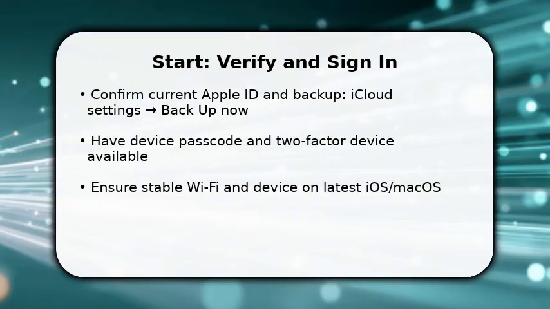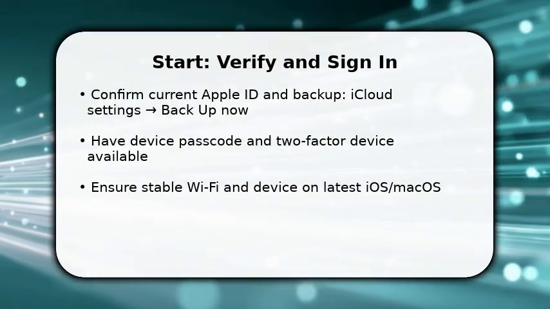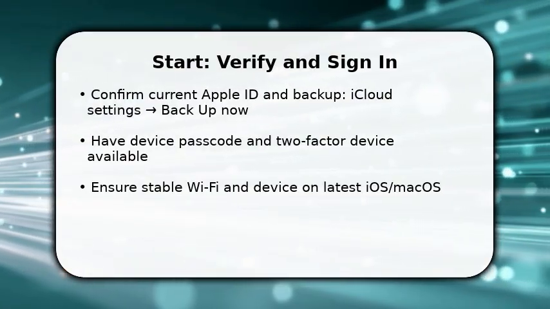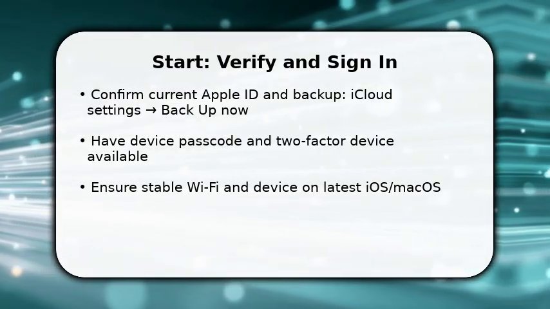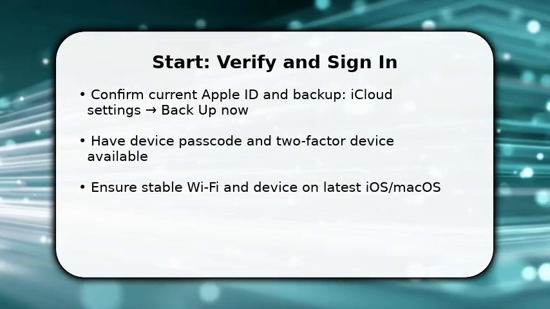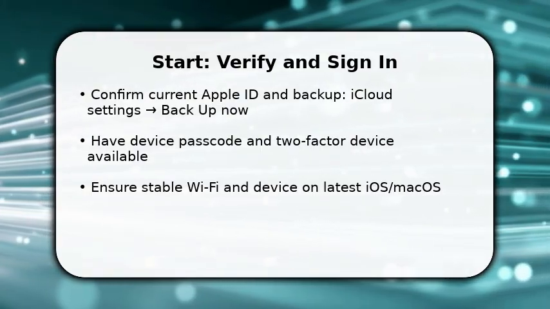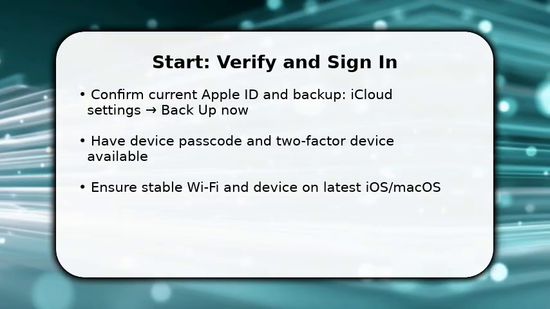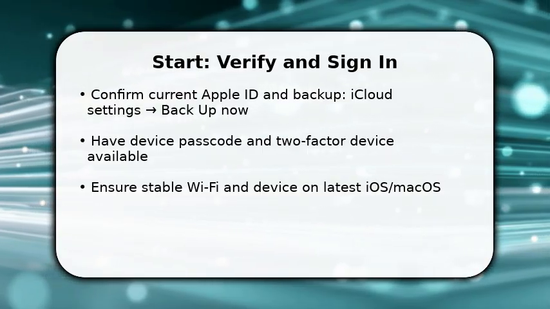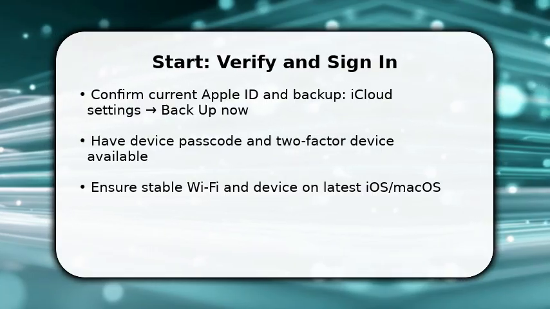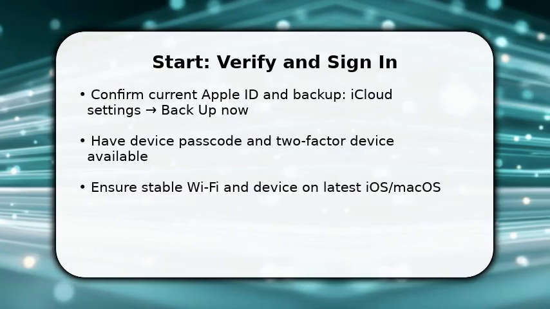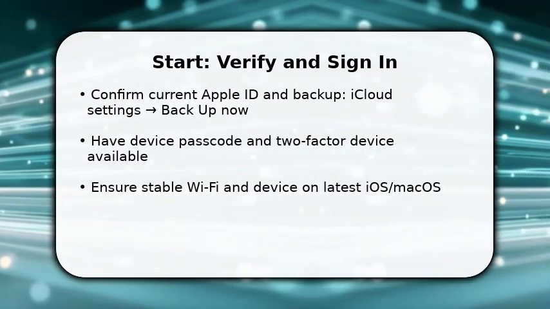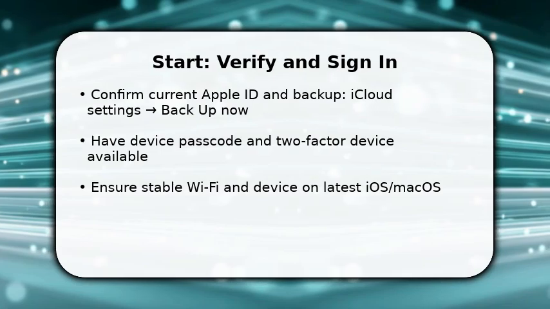You'll start by confirming your current Apple ID and making a quick iCloud backup so you can undo changes if needed. Sign into Settings or System Preferences and enter your passcode. This verifies you control the device. Make sure your two-factor authentication device is nearby because Apple will send a code. Once that's set, connect to stable Wi-Fi and update iOS or macOS if prompted. This prevents errors during the email change process and keeps settings.